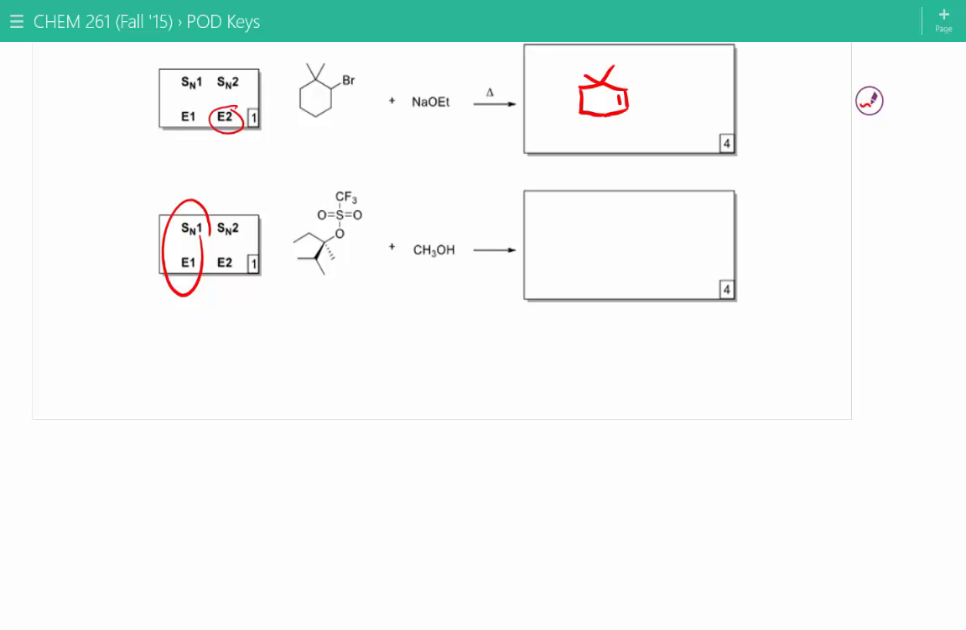So if we draw this, we could end up with our substitution product. And is that the only substitution product that we'll get? No, we could end up with its enantiomer as well because we're going through a trigonal planar carbocation.